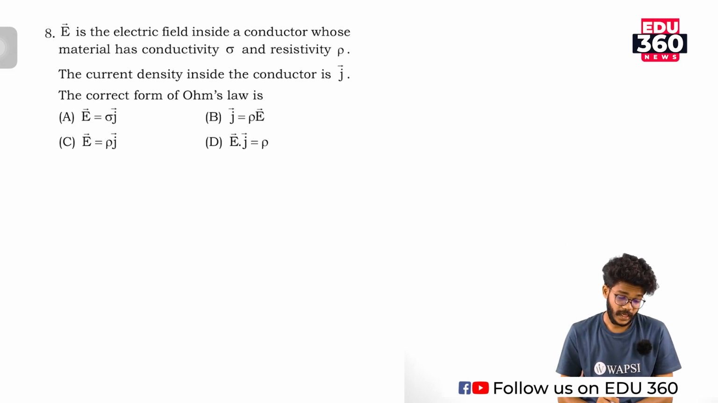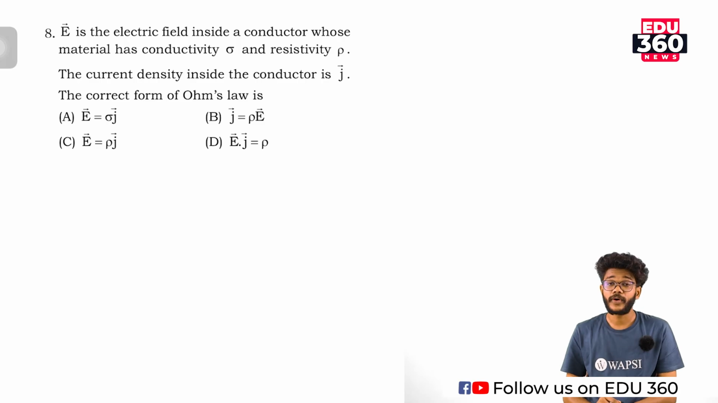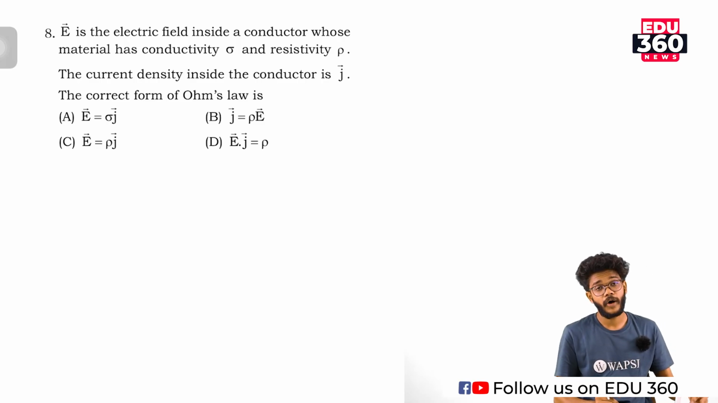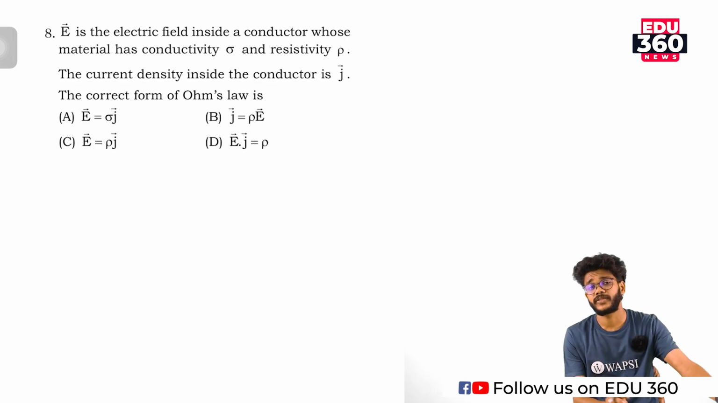E is the electric field inside a conductor whose material has a conductivity sigma and a resistivity rho. Okay, the current density inside the conductor is J. The correct form of Ohm's law is, see, what is Ohm's law? From the 10th standard actually you are studying Ohm's law.